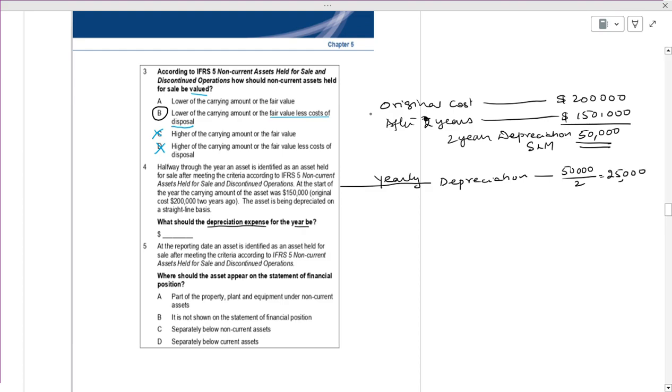Is it right? 6 months depreciation will be how much? 25,000 times 6 by 12. How much? 12,500.